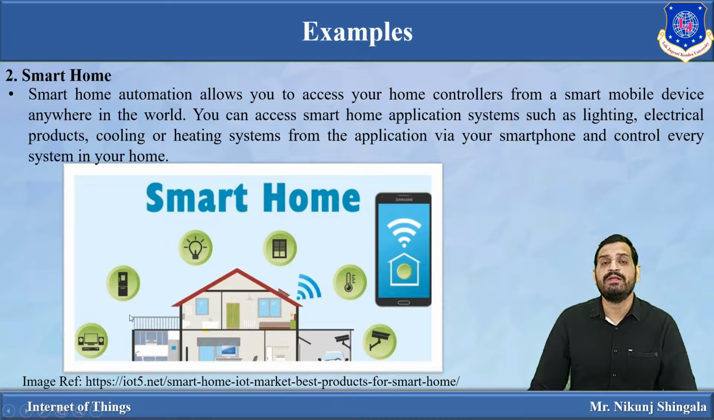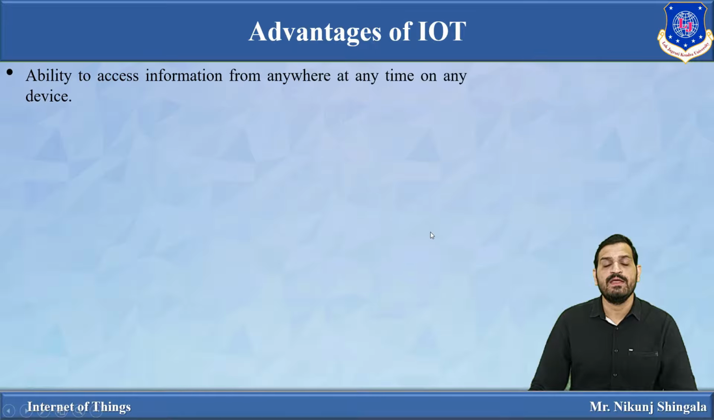All these objects will be connected to one central processor, that is one microcontroller, and the microcontroller will control all these objects. Now moving toward the advantages. Which are the advantages? Ability to access information from anywhere, anytime on any device. So I can see the real-time footage of my home from any place. I can control any device of my home from a remote place. So this is just an example.